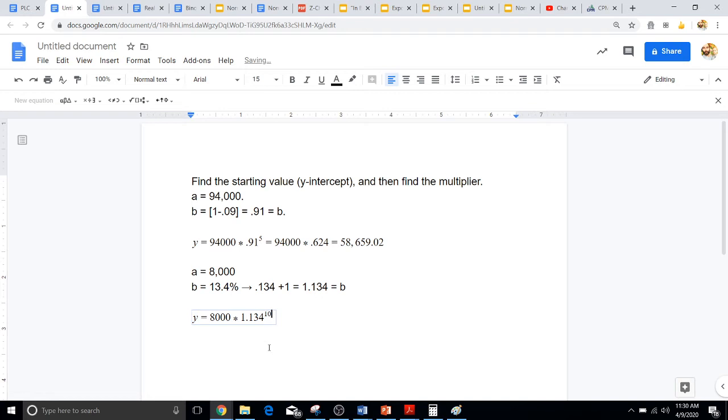Now we have our equation. The last thing we need to do is solve it. In order to solve it, we need to start with the multiplier and the exponents. So let's take 1.134 to the power of 10.